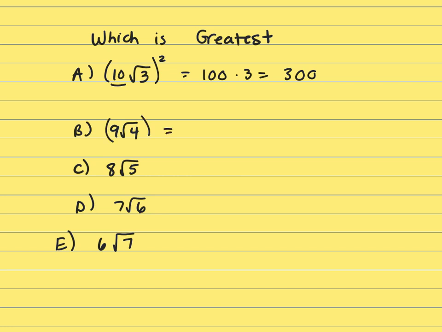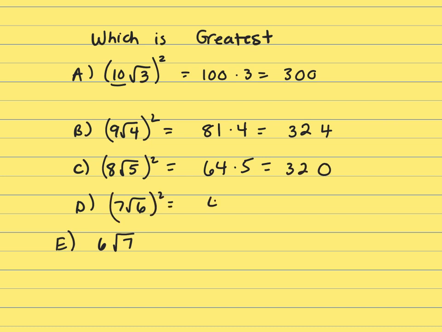So we're going to square this one, and that's going to be an 81 and a 4. And that's going to be a 4 times 1, and 4 times 8 is 32. And then you're going to square this one, and that's going to be a 64 times a 5. And that's going to be a 5 times 4 is 20, and that's going to be a 32.